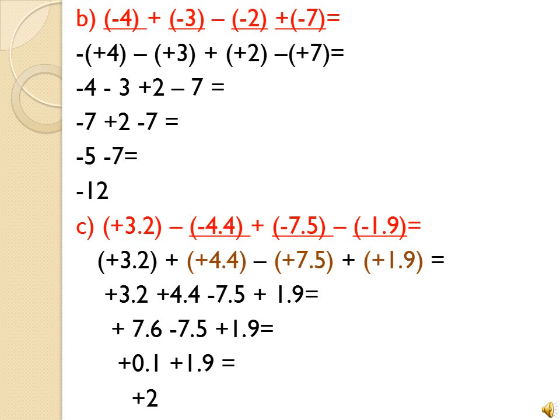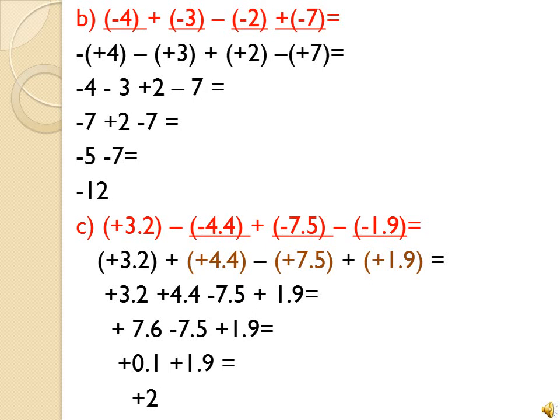So now I obtained all the numbers that I have in the expression, they are positive numbers. Plus 3.2 plus 4.4 minus 7.5 plus 1.9. I remove the brackets and put signs only between the two signed numbers. Then I start solving them 2 by 2. So I first solve 3.2 with 4.4. They both have the same sign, so I add them.